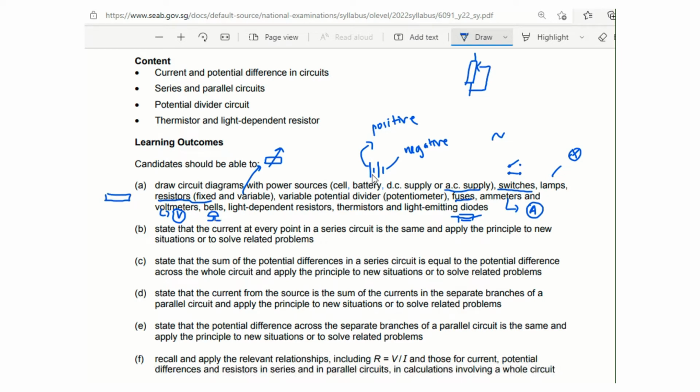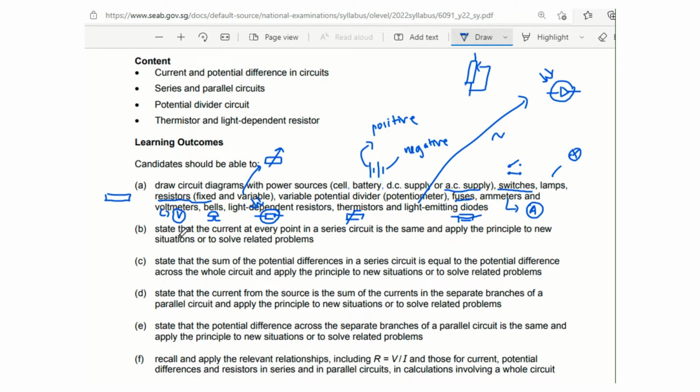For light dependent resistors, they look like this. You have a rectangle with a circle and then two arrows pointing at it, like light. A thermistor is basically a rectangle with this. For light emitting diodes, let me draw it here. It looks like this. The arrow points in the direction where it allows the current to flow in, so current will only be able to flow in this direction for a light emitting diode.